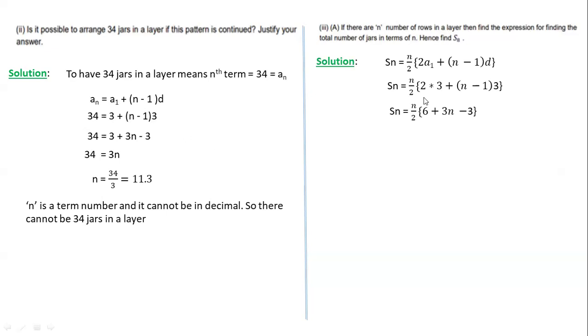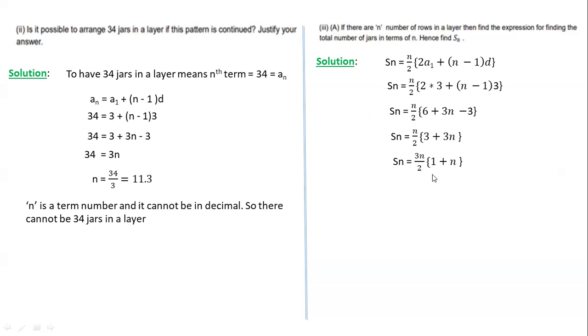Clear? 6 minus 3 is 3. So 3 plus 3n. There is 3 here, there is 3 here. Let us take it out common. It will become 3n upon 2 into (1 + n). So this is the sum of n jars, the total number of jars in n rows. Okay. Now, he also wants you to calculate S8.